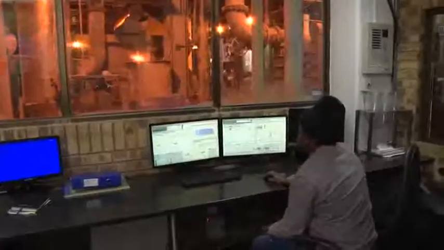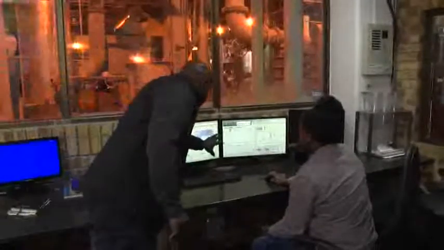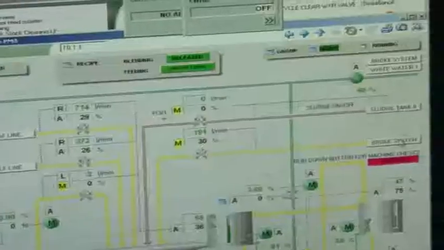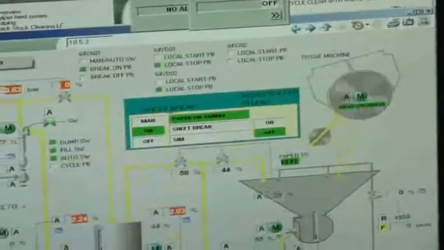This system is monitored on a computer screen by the wood and paper manufacturing machine minder. From here, the machine minder can watch what is going on inside the system. The computer will signal a warning if there are any problems.